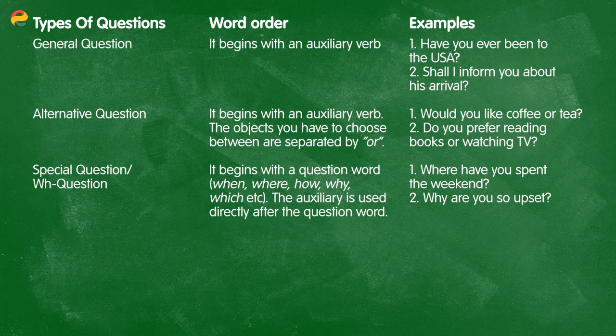Special questions begin with question words, where, when, how, why, which, etc. And the auxiliary verb here is used immediately after the question word. Where have you spent the weekend? And why are you so upset?